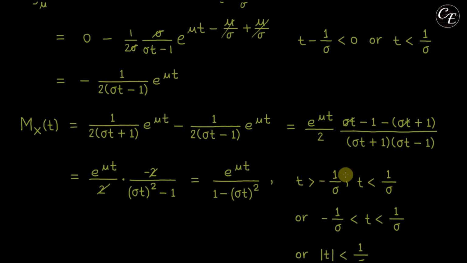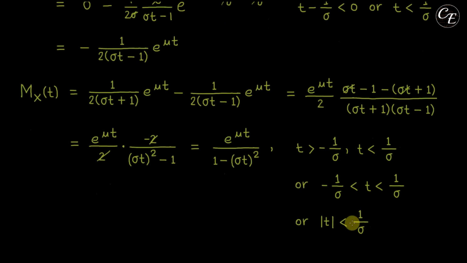Now combining these two conditions, we have negative 1 over sigma is less than t, and this t is less than 1 over sigma. So t is in between negative 1 over sigma and positive 1 over sigma, or we can rewrite it as the absolute value of t should be less than 1 over sigma. Then now we have our moment generating function, which is this one, with the condition this one, to make this one valid.